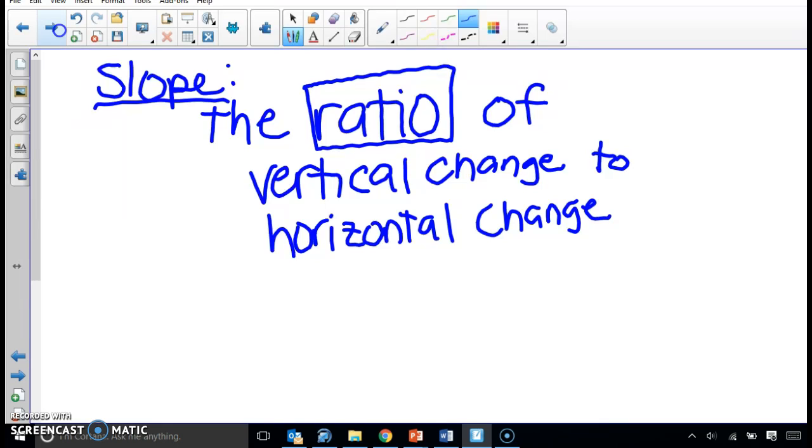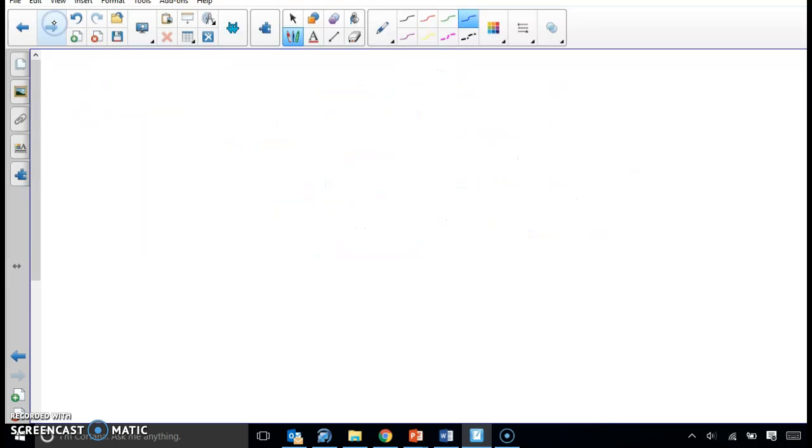Why do you think ratio is important? Because it's the number that's involved. If you need to know numbers, so it's a way of comparing numbers? Yeah. So ratio is comparing numbers, and we're comparing the vertical change to the horizontal change. Alright, questions on the definition box? Alright, now let's look at the characteristics box.